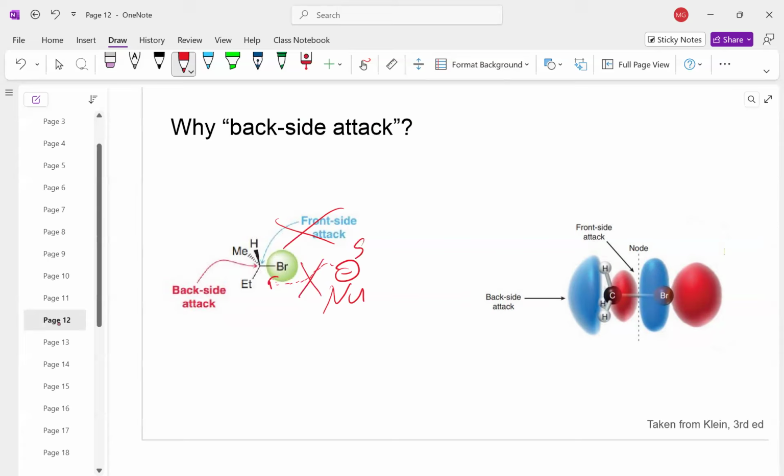No, it doesn't want to do that because of sterics. It's much less sterically hindered by coming from the back direction. Doesn't have to deal with that big leaving group and all of its electrons.